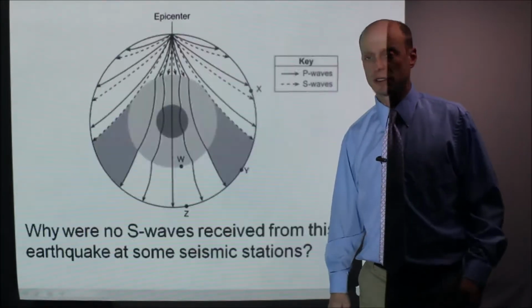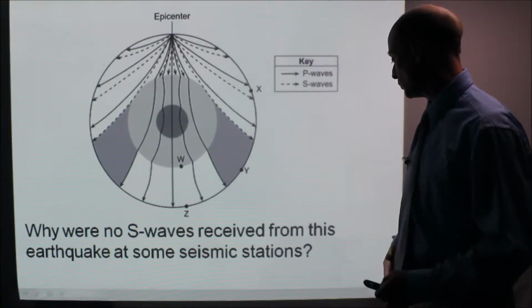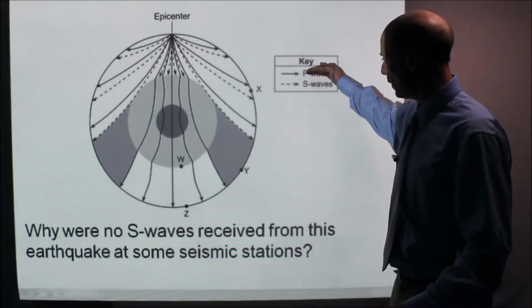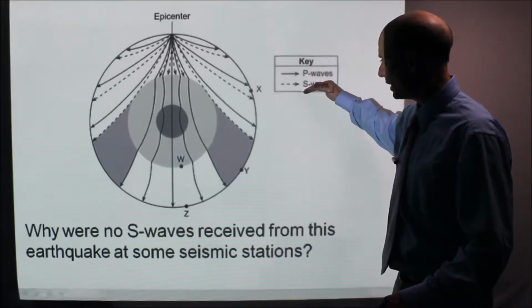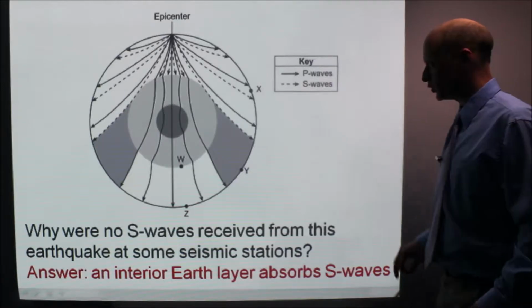Let's do some sample questions. So, why were no S waves received from this earthquake at some seismic station? So you always want to look. The P waves are drawn like this, the S waves dotted. Answer is, an interior earth layer absorbs S waves.